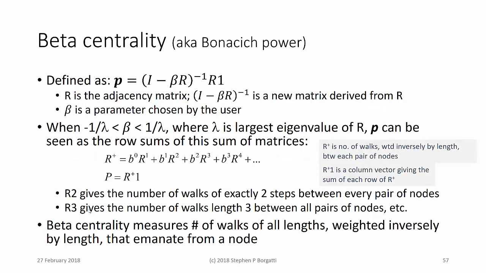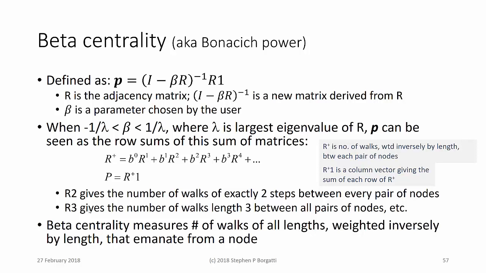Fortunately, there is a workaround. And the workaround is something that used to be called beta, used to be called Bonacich power, 1987. And then in some papers he called it alpha centrality, and in most papers he called it beta centrality. So I call it beta centrality.